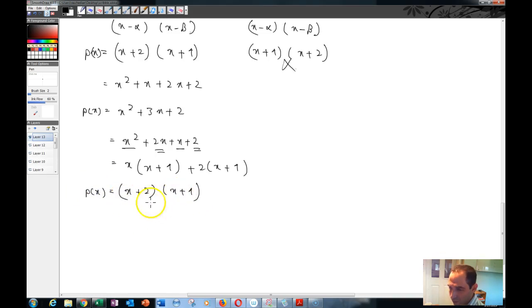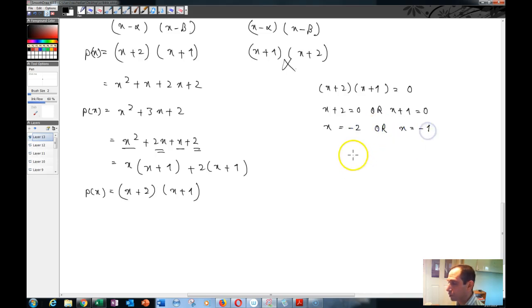That means that your roots are going to be, if you want to find the zeros, what you would do is set this equal to 0. So x plus 2 times x plus 1 is equal to 0. Either one of them is going to be equal to 0, either this one or that one. So that's x plus 2 is equal to 0, or x plus 1 is equal to 0. So here it gives me x is equal to -2 or x is equal to -1.